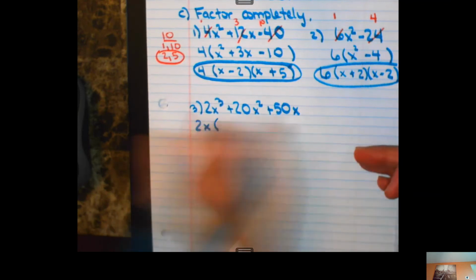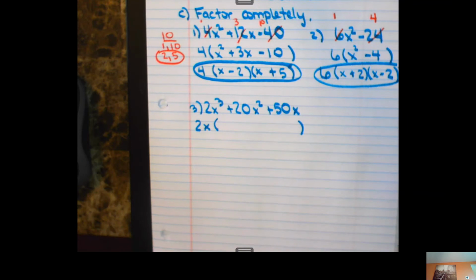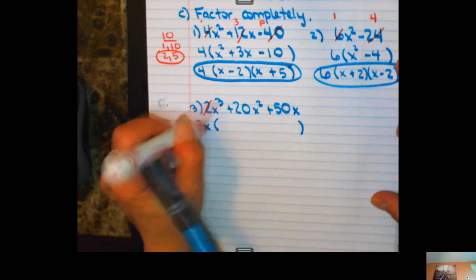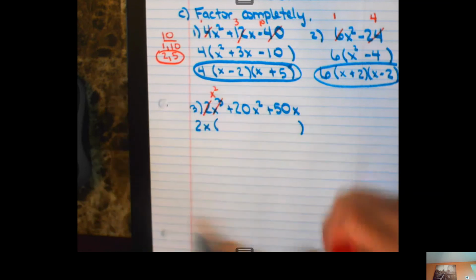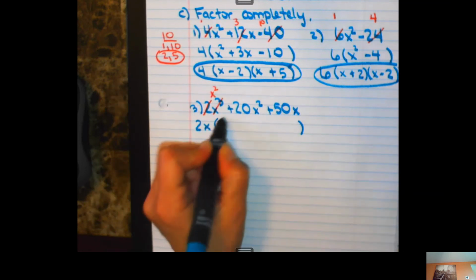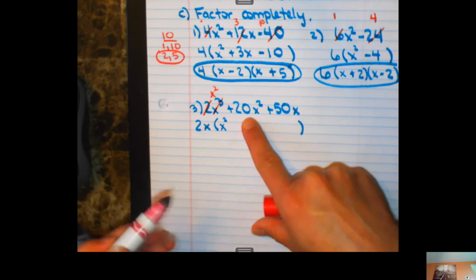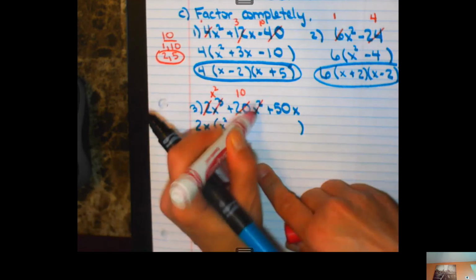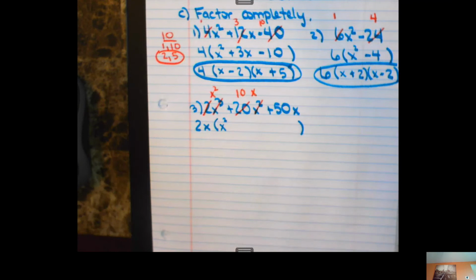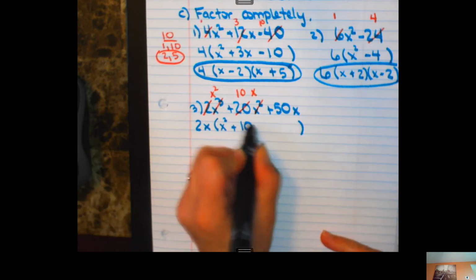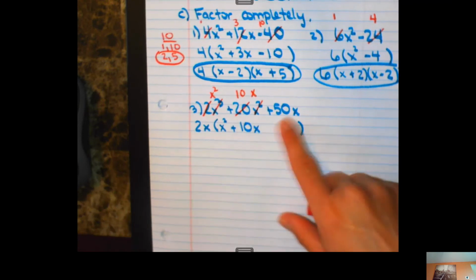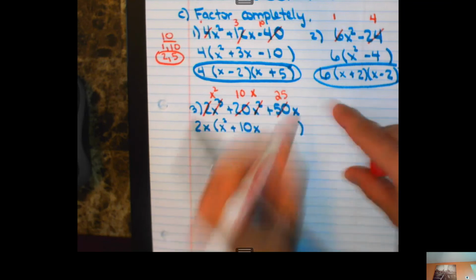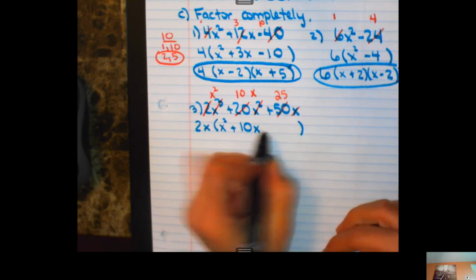And then in parentheses, we're going to put what's left. So if I divide a 2 and an x out of this, I'm just left with x squared. So I'm going to put an x squared first. If I divide a 2 and an x out of this, this becomes a 10. This becomes an x, so I'm left with positive 10x. If I divide a 2 out of 50, I get 25. If I divide an x out, it cancels out, so I'm just left with plus 25.